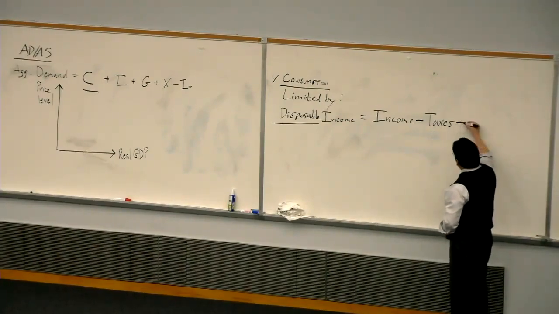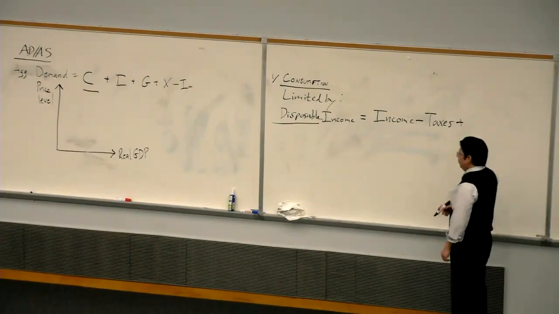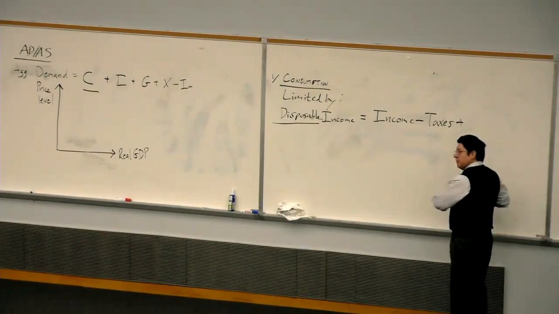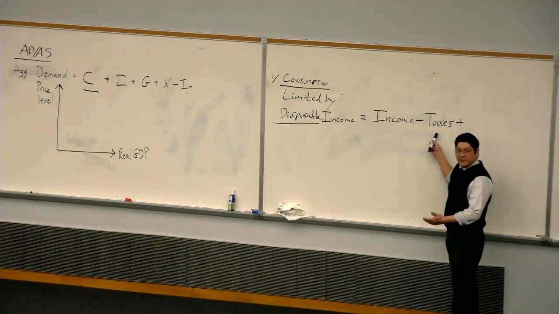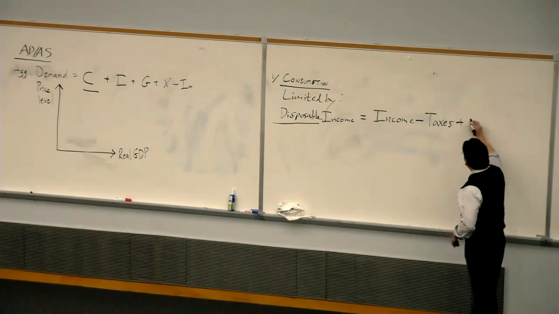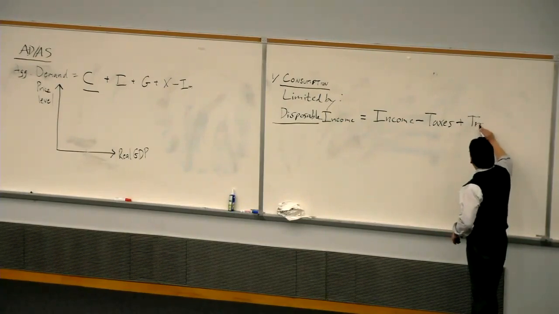So there's a name for all of those funds that people didn't earn, but which they receive from the government. It's sort of like the opposite of taxes. Right? We call those transfers.